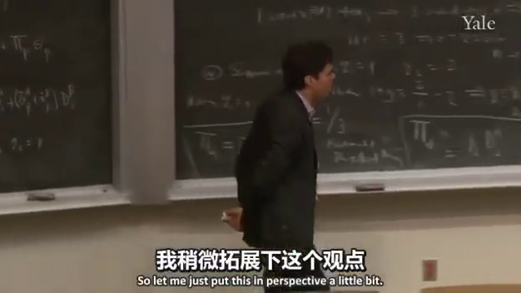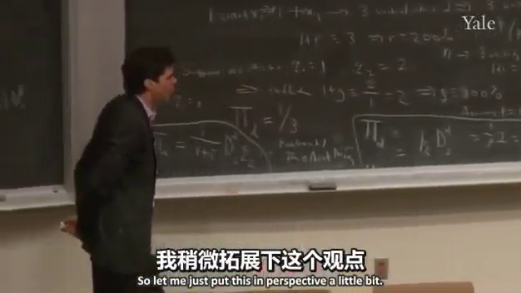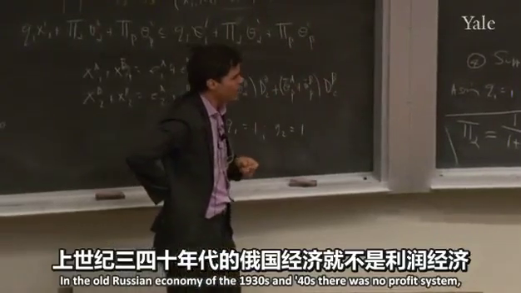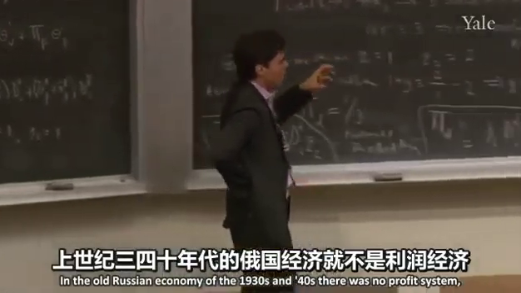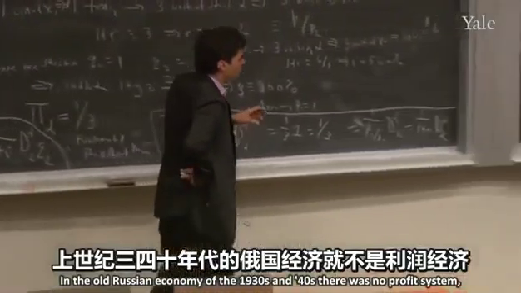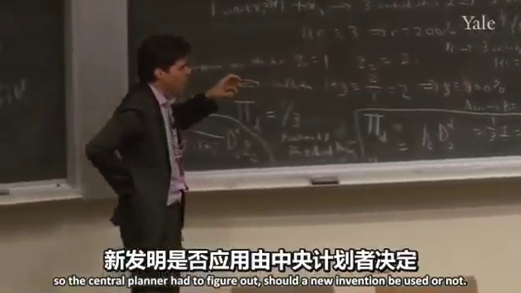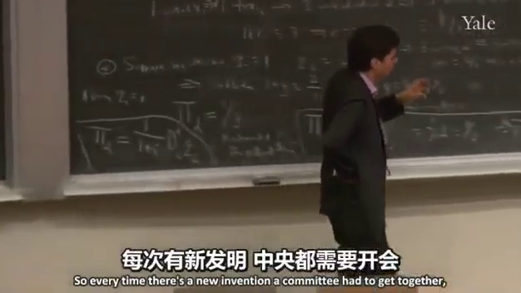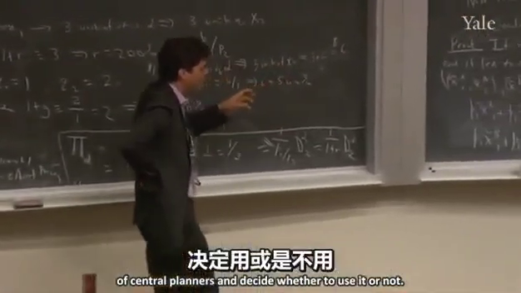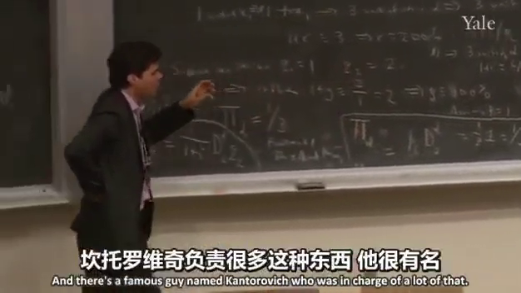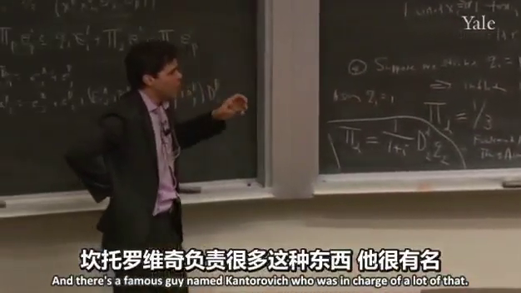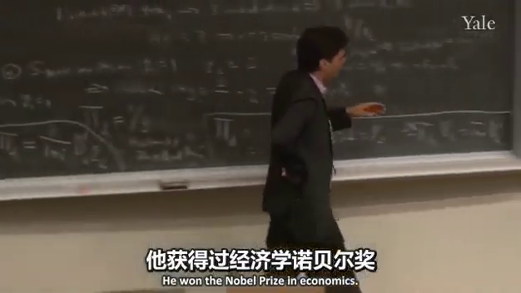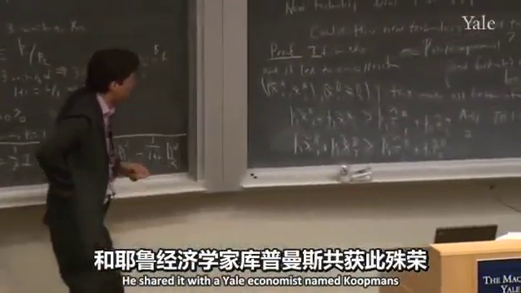So let me just put this in perspective a little bit. In the old Russian economy of the 1930s and 40s, there was no profit system. So the central planner had to figure out, should a new invention be used or not? So every time there was a new invention, a committee had to get together of central planners and decide whether to use it or not. And there was a famous guy named Kantorovich who was in charge of a lot of that. He won the Nobel Prize in economics. He shared it with a Yale economist named Koopmans.